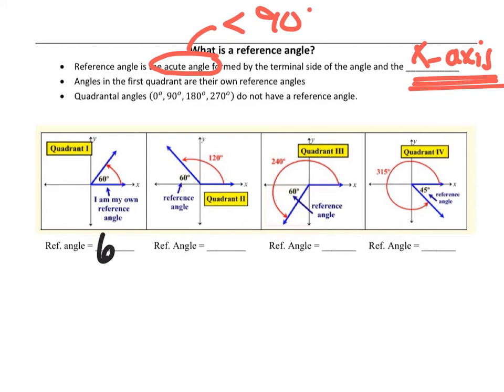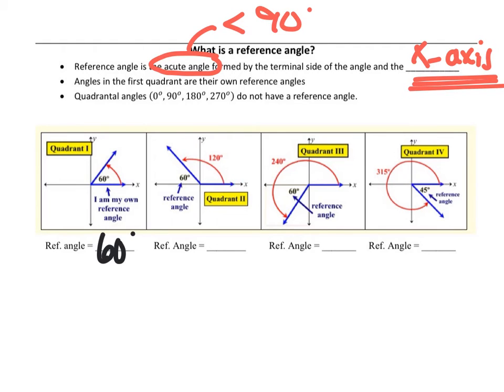So my reference angle is 60 degrees, plain and simple. Quadrant 2, okay, so now I want you to sketch 120 degrees. How do you get the reference angle? Well, you can only say how far you are from the x-axis. Now your gut's saying, well, duh, I'm 120 degrees from the x-axis.